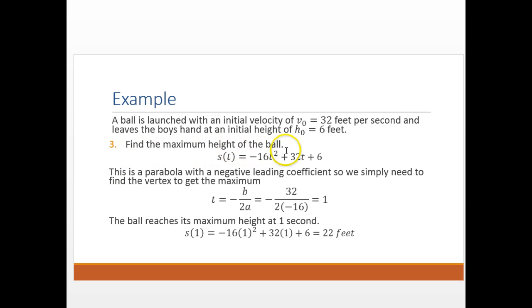We can also find the maximum height of the ball. Again, this is an equation of a parabola facing downward. So the maximum height of this projectile is at the vertex. So if I do t is -b over 2a, that's -32 over 2 times -16, which is 1 second. So at 1 second it reaches its highest point. And what is that highest point? Well, we plug in 1 for the time into our function. We get s of 1 is -16 times 1 squared plus 32 times 1 plus 6. So 22 feet high is the highest point.